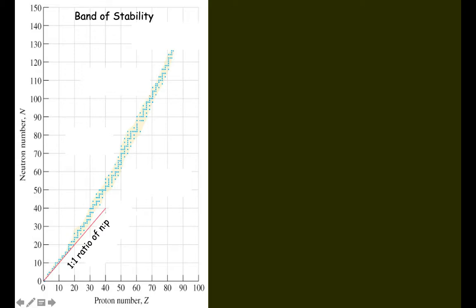So with that, we look at something called the band of stability. Simply, this is a plot of all of the stable isotopes according to their numbers of protons and neutrons. So what we're looking at is protons on the x-axis, and sometimes that's given the symbol Z. Not too much to worry about there. And then the neutron number is N, so you have neutrons plotted here.